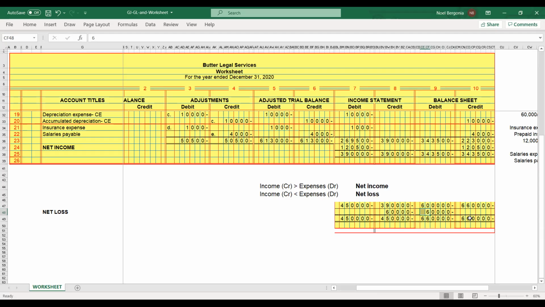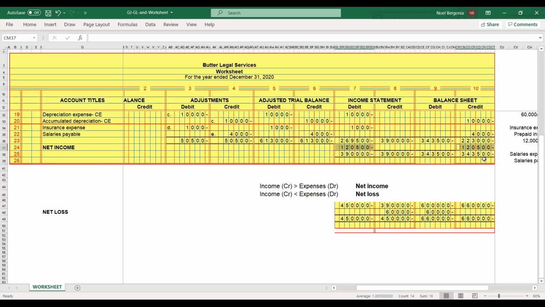But for the meantime, for the purpose of the worksheet, ganun po yung mapapansin ninyo. The difference of the income statement and balance sheet, since hindi siya nag-equal, are the same, but yung pwestuhan niya, tignan niyo. Dito sa net income, kung makikita ninyo, magkahiwalay sila.